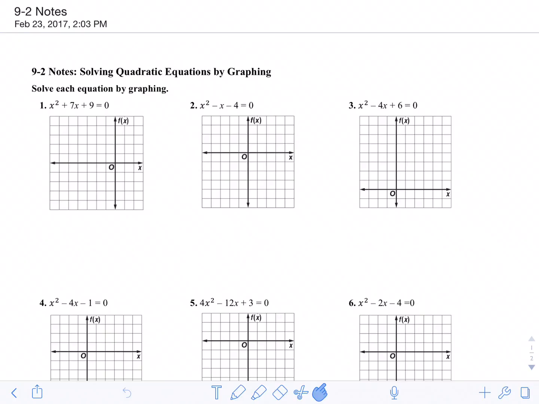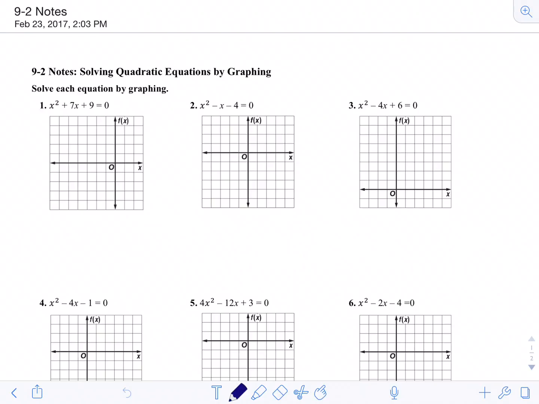Alright, this is your 9-2 notes. This is solving quadratic equations by graphing. We are going to get a lot of decimals, and this is pretty much all calculator. There's a lot of calculator steps in here. So, a couple things though that I want to go through first.